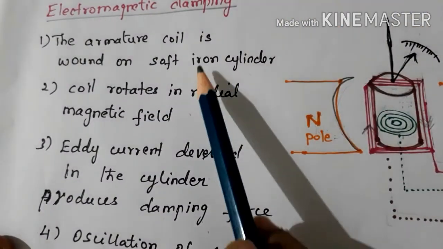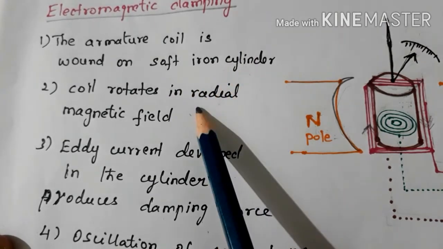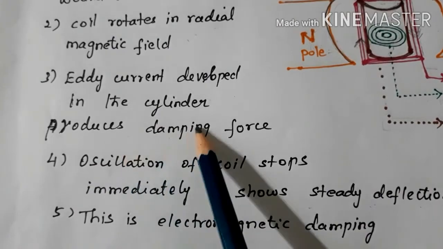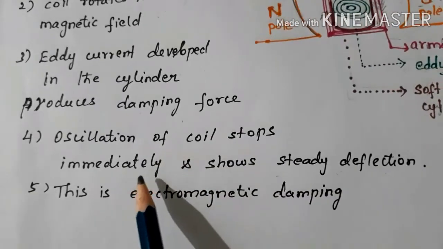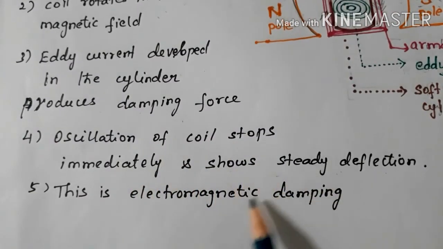Now the armature coil is wound on the soft iron cylinder. The coil rotates in a radial magnetic field. Electric current is developed in the cylinder and produces a damping force. Oscillation of the coil stops immediately and shows steady deflection. This is called electromagnetic damping, right?